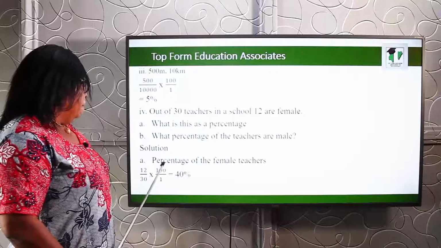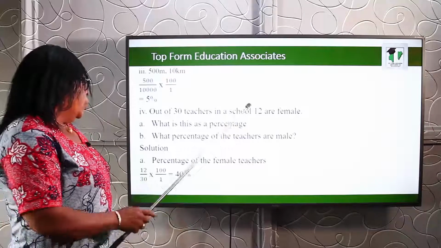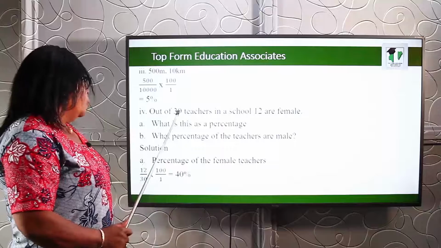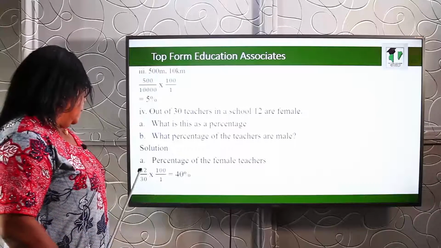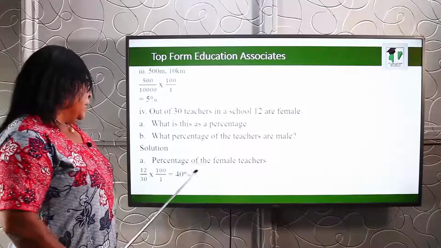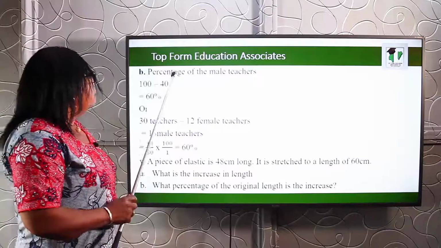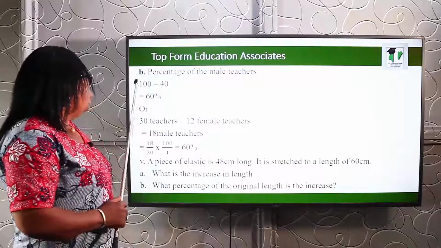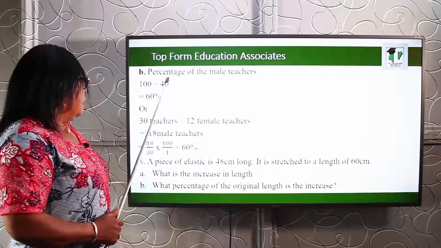Solution. A. The percentage of the female teachers will be the number of female teachers, 12, over the total number of teachers, 30. That is 12 over 30 times 100, giving us 40%. That is question number 1. B says, find the percentage of the male teachers. That will be 100, which is the total, minus 40, giving us 60%.